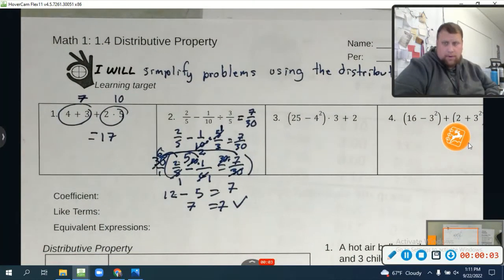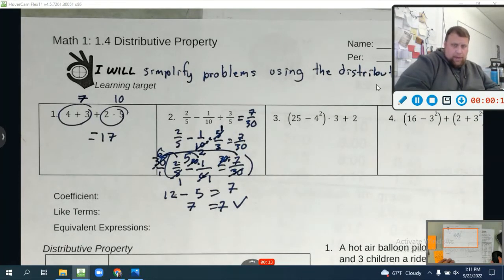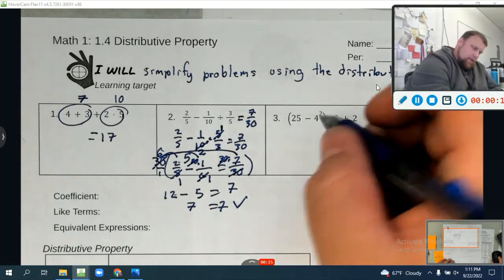Oops. Sorry, I'm grabbing the screen there. All right, guys. Hopefully it didn't take up as much room as I did, so we can get to the vocab here in just a minute. But let's go ahead and work number 3.